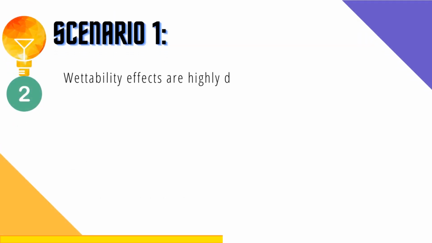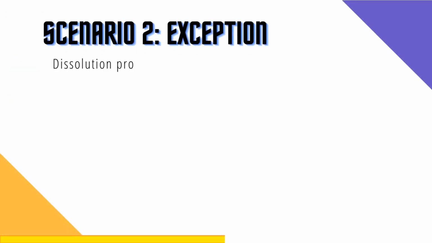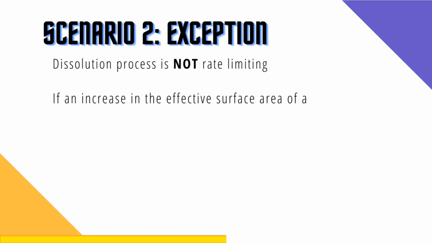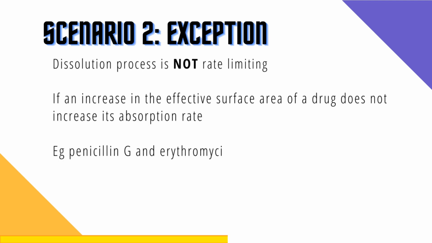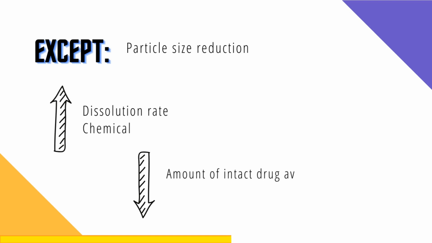However, it's worthy to note that the effect of wetting agents is highly drug-specific, but it is still routinely added to many formulations. In the second scenario, there are some exceptions whereby for certain drugs, the rate-limiting step is not the dissolution process. Therefore, an increase in the effective surface area of the drug would not further cause an increase in the absorption rate. This is applicable for drugs such as penicillin G and erythromycin, whereby these drugs are unstable in the gastric fluid. When the size is too small, they can actually undergo chemical degradation, which therefore decreases the amount of intact drug available for absorption.